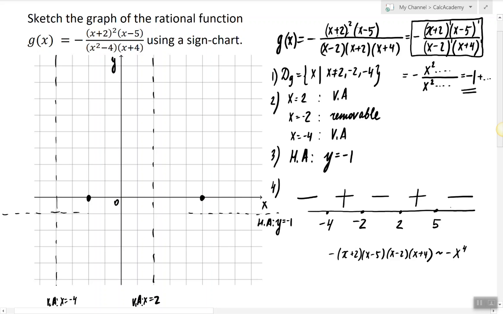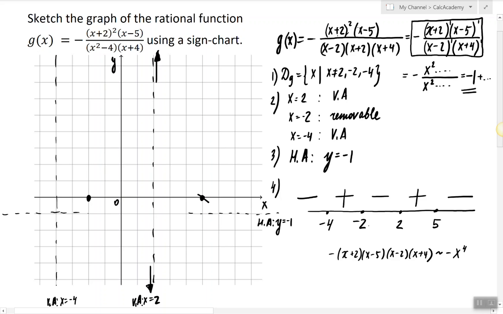So for example, what happens at 5? At 5, the function goes from negative to positive. How does that look on the graph? Well, it's going to look like this. What happens at 2? At 2, we have an asymptote. On the right side, it's positive. On the left side, it's negative. So what does that mean? That means on the right side, the function will go up. On the left side, the function will go down.